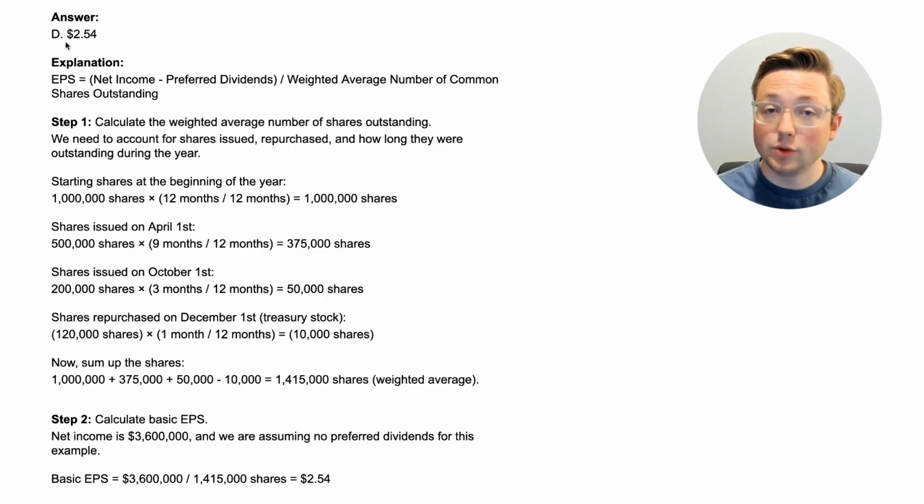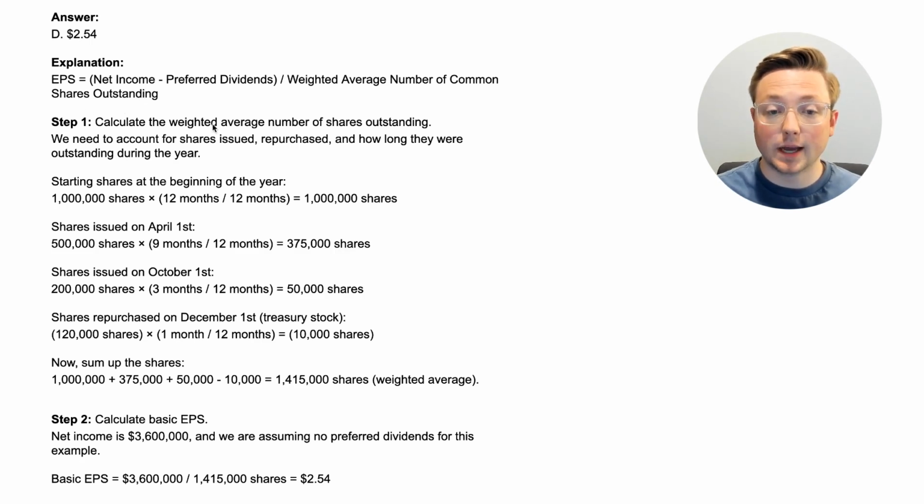All right, here we are at the answer. The answer is $2.54, and that was answer D. So that's the answer for the EPS that was calculated. Let's go through how to calculate that. So just a reminder, the basic EPS calculation is net income less preferred dividends, all divided by the weighted average number of common shares outstanding. So that is the formula. That's something you're definitely going to need to remember. Let's go through these steps.